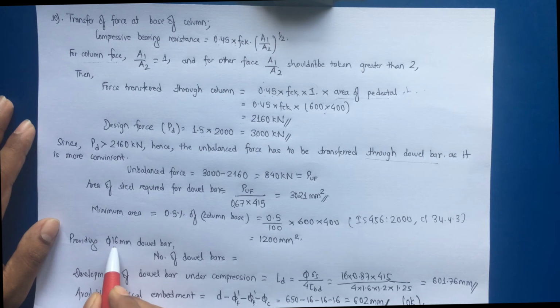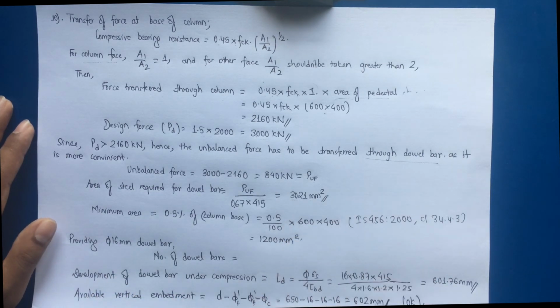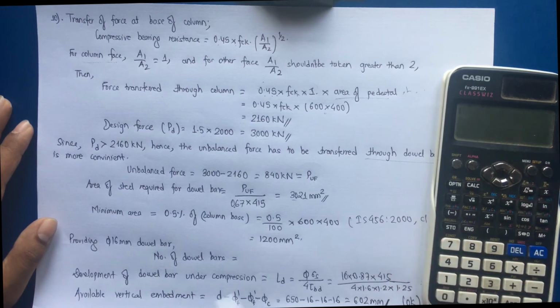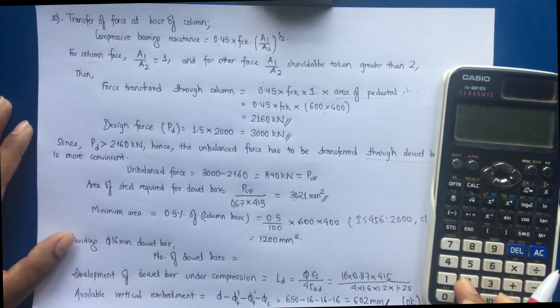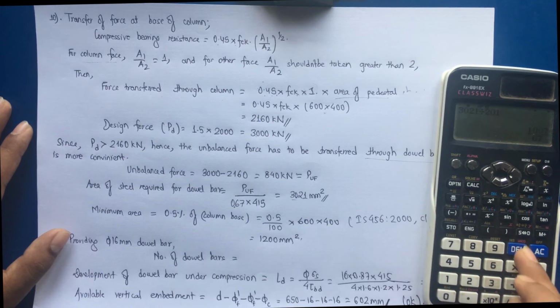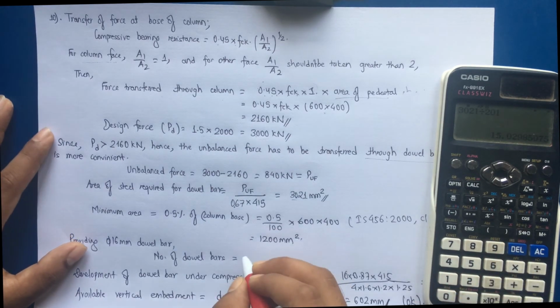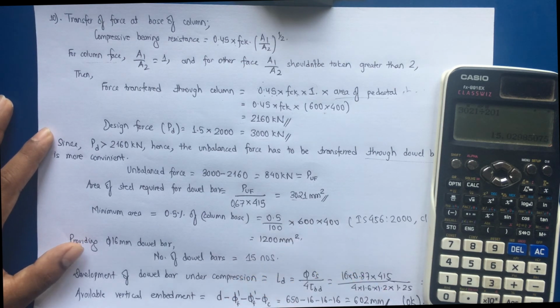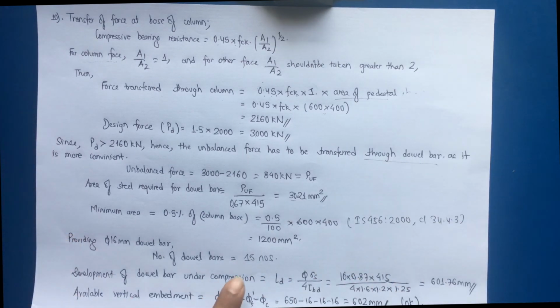Now we'll provide 16 mm dowel bar, and considering this area, the area of a 16 mm bar is 201. 3021 divided by 201 comes as 15. So the number of dowel bars required is 15 nos.